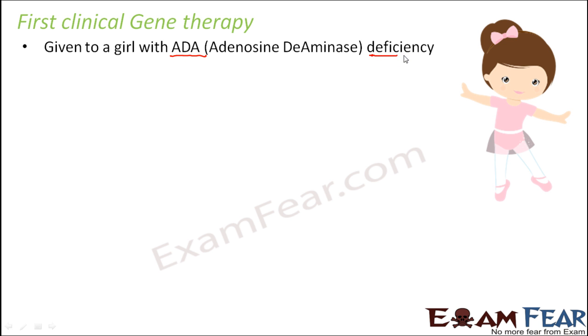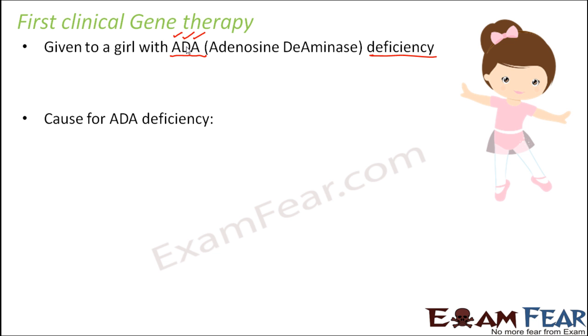ADA is adenosine deaminase. That is the full form of ADA, adenosine deaminase. So what is this ADA? With the name you can understand, since it has ASE, it is an enzyme. So why do we need this enzyme? First, let us try to understand the significance of ADA. Only then will you know what can happen if there is a deficiency of ADA.